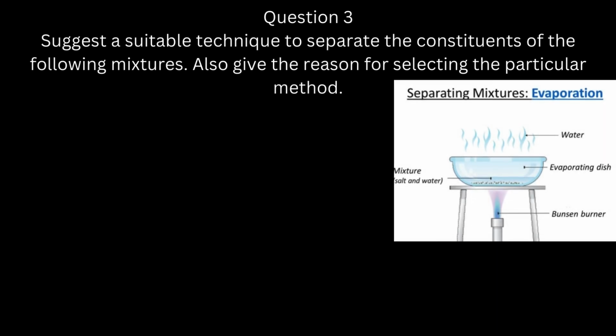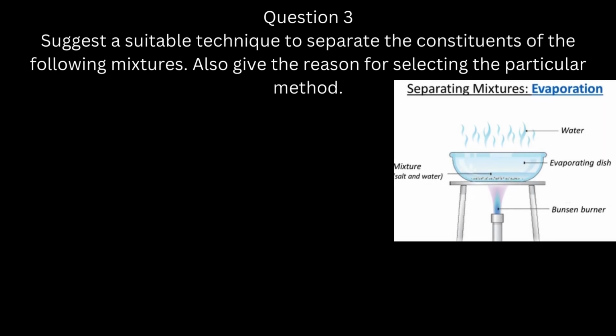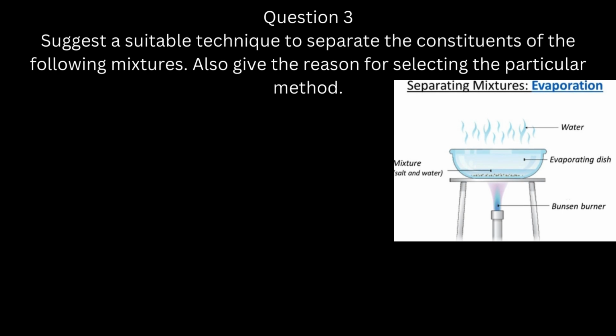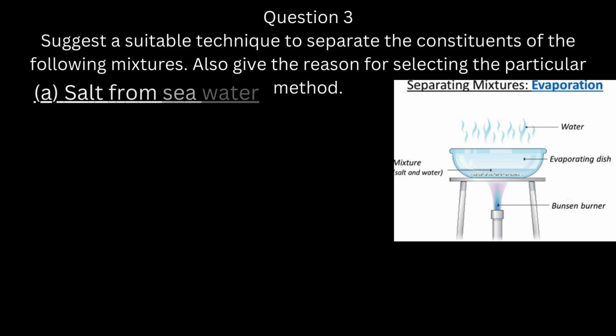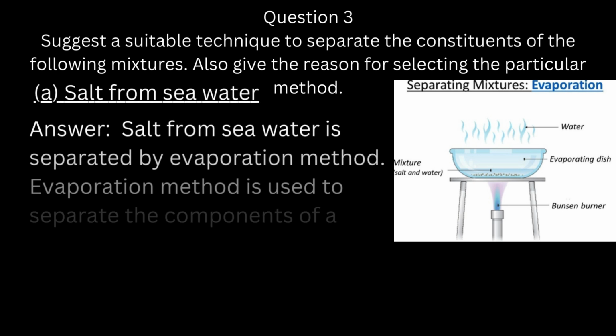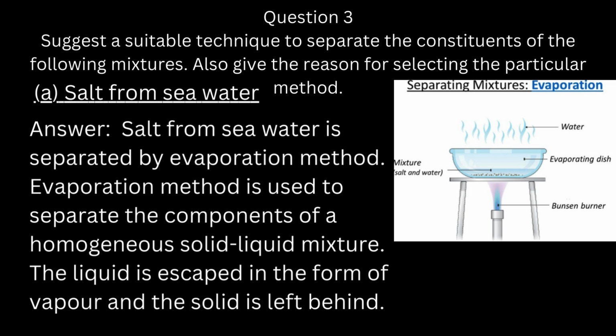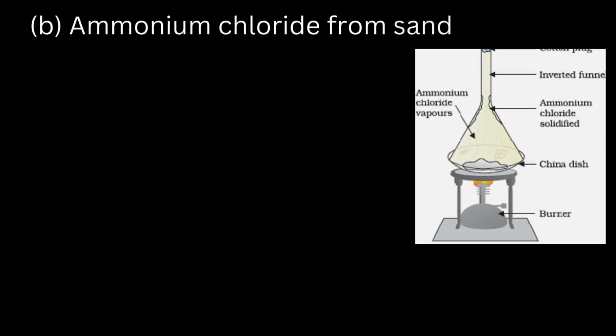Question 3. Suggest a suitable technique to separate the constituents of the following mixtures. Also give the reason for selecting the particular method. A. Salt from seawater. Answer. Salt from seawater is separated by the evaporation method. Evaporation is used to separate the components of a homogeneous solid-liquid mixture. The liquid escapes in the form of vapor and the solid is left behind.